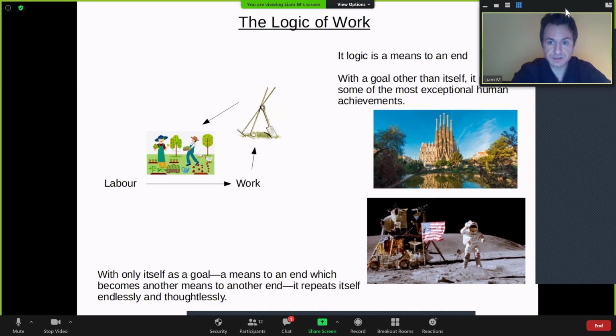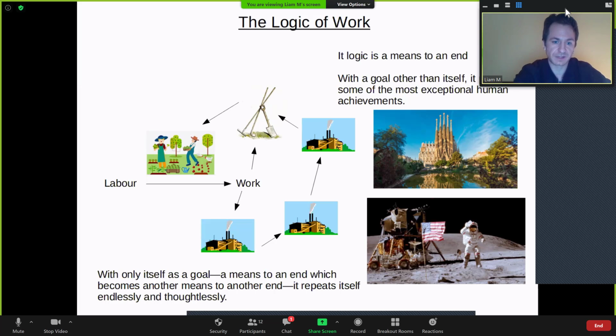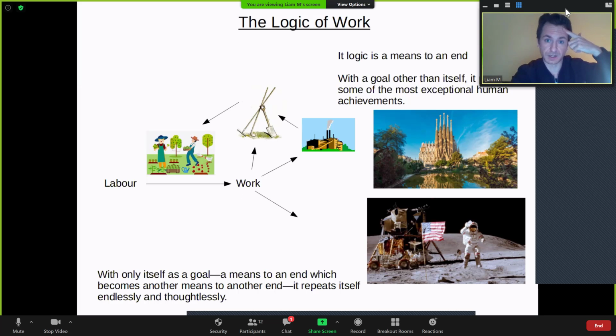However, if it doesn't have a goal other than itself, say beauty or religion or going to the moon or whatever, it sort of cannibalizes itself, because it becomes a means to an end, which only ever becomes another means to an end, which becomes another means to an end, and it repeats itself endlessly and thoughtlessly. So this is a problem with the logic of work that we have to keep in mind.